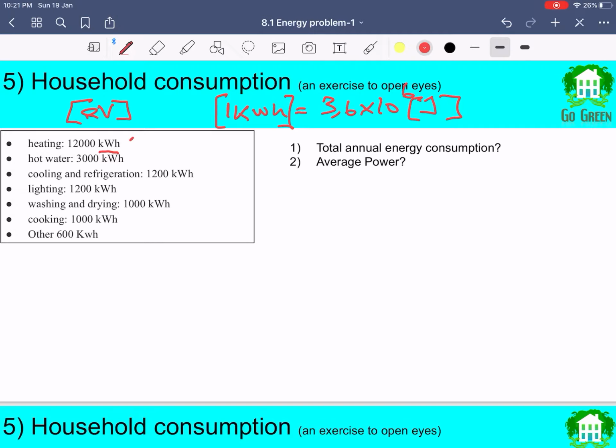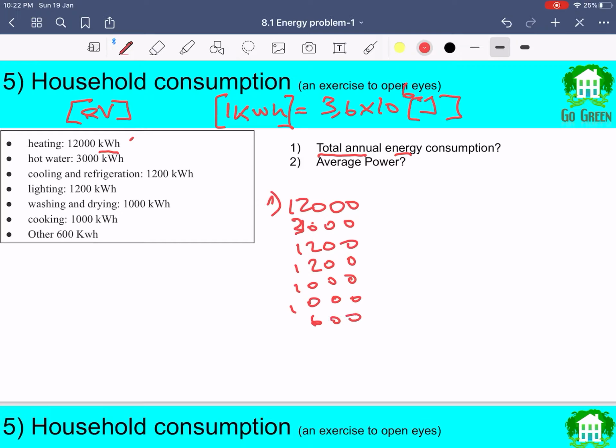So for this problem, the first problem is the total annual energy consumption. All we have to do is add these numbers: 12,000, 3,000, 1,200, 1,200, 1,000, 1,600. When we add up all this, we get 20,000 kilowatt hour.